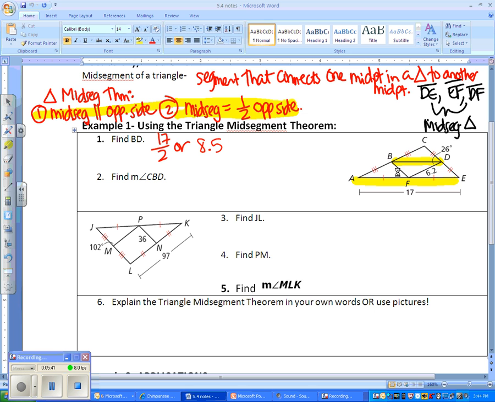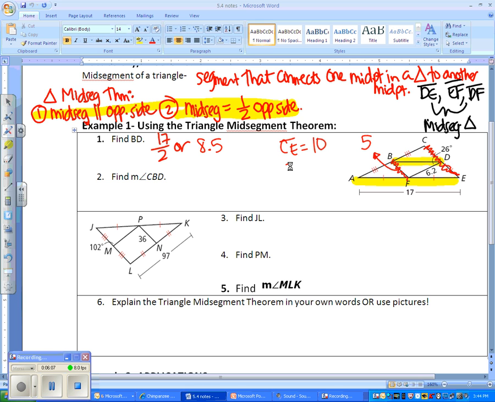Let's add on to this and make it a little bit harder. Let's say I told you that BF is 5 and I wanted you to find out what CE is. Well, BF is this one right here. BF is the midsegment. It's the shorter one, so it's going to be half of whatever the longer opposite one is. So we're going to look at this one. That means CE has to be 10.